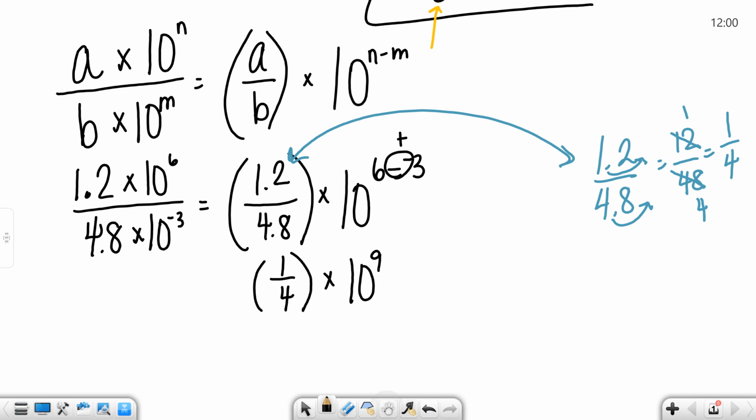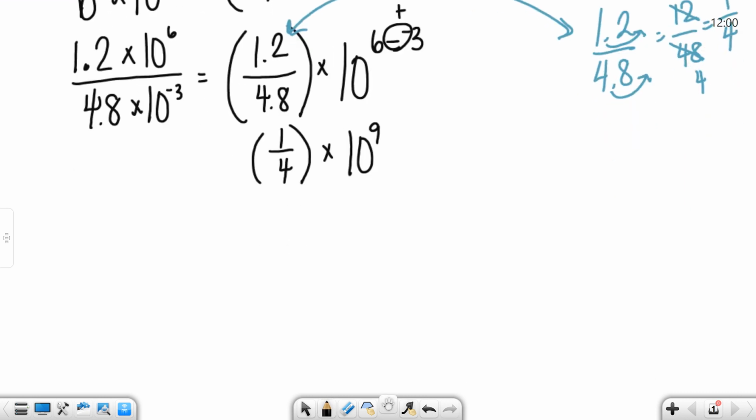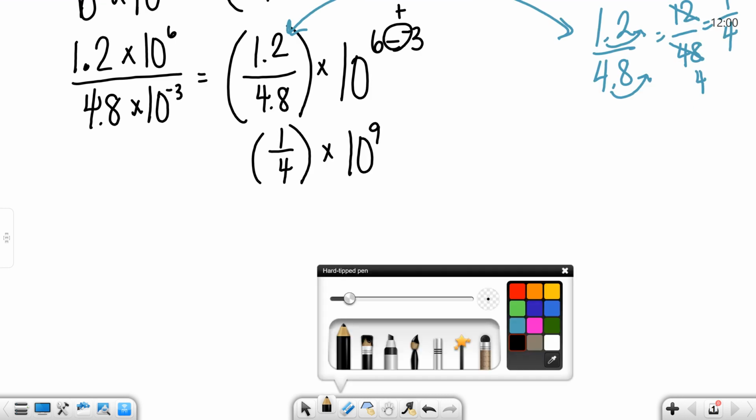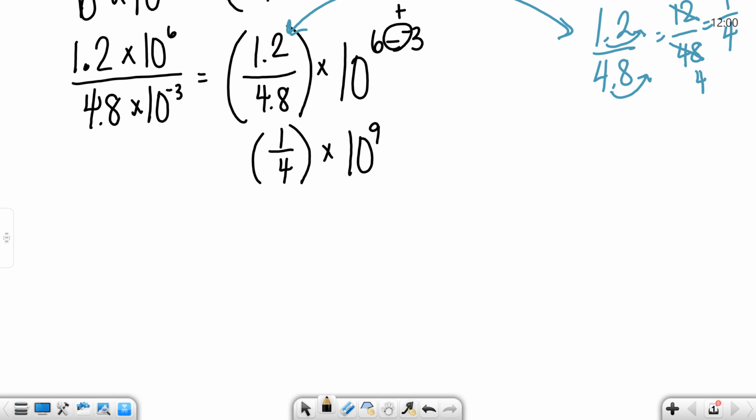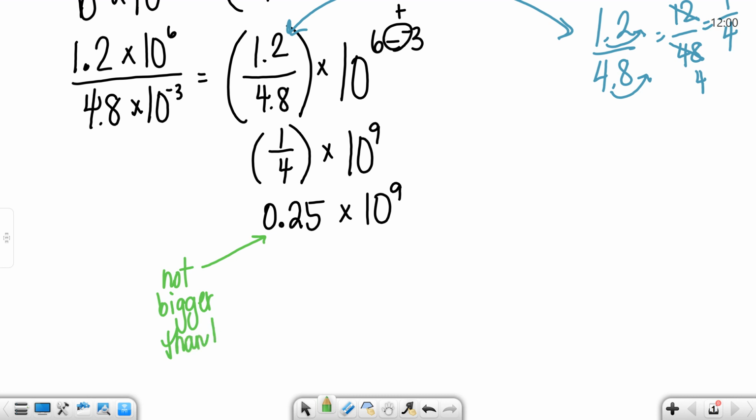Now, a little bit of a problem here. Remember, I said that once we get our answer, we need to double check and make sure that this number that's sitting in the front is between 1 and 10. And 1/4 is the decimal 0.25. Okay, so we've got a problem, all right? It is not bigger than 1, and that's not okay. Okay, so we have to change that. Okay, 0.25 is not bigger than 1. So I want to move that decimal one place to the right.